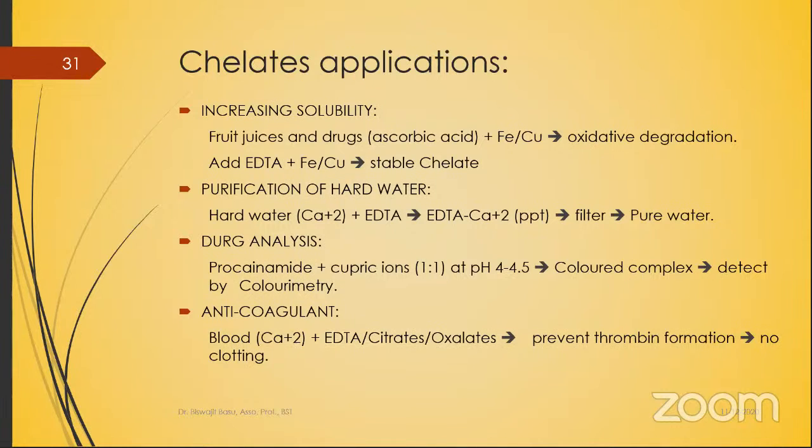So because of that, oxidative degradations will be there. And in this case, if you add EDTA, then it will form a stable chelate. So the oxidative degradations of fruit juice can be prevented by the help of formations of chelate with EDTA.